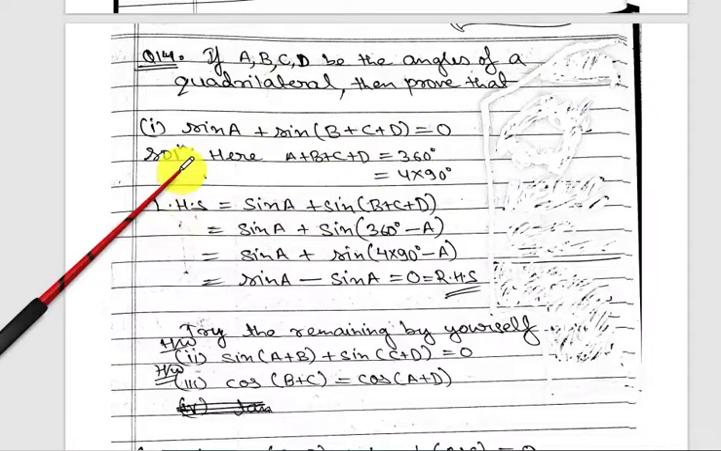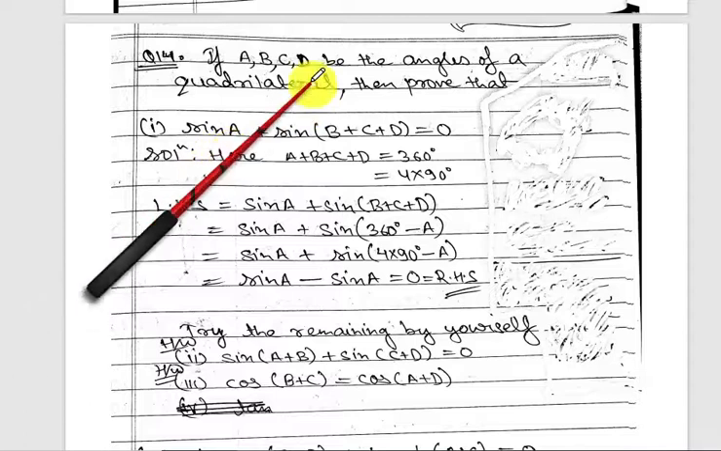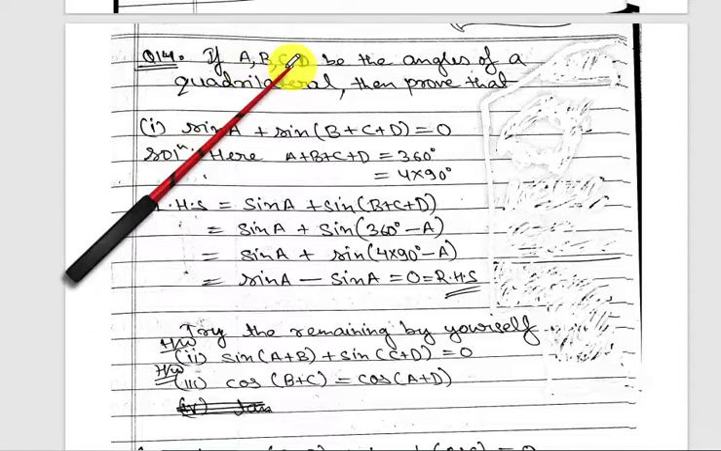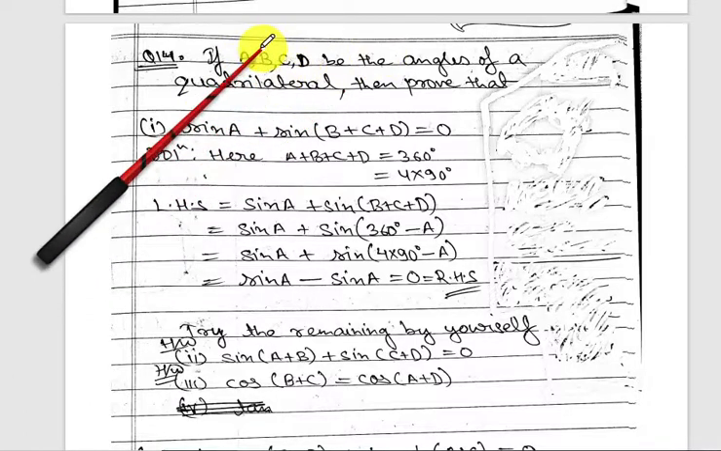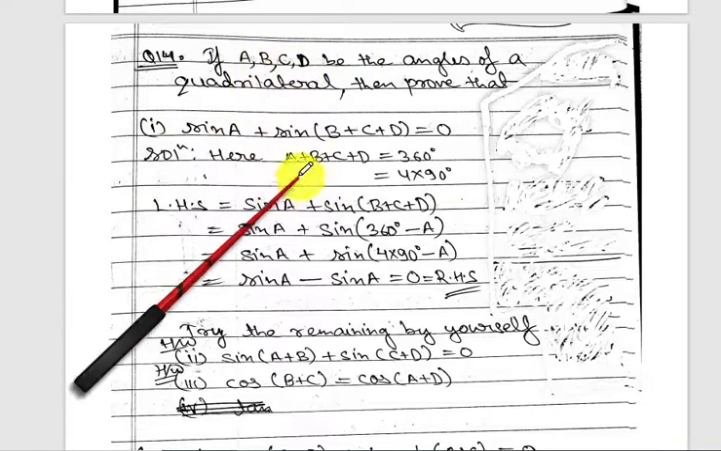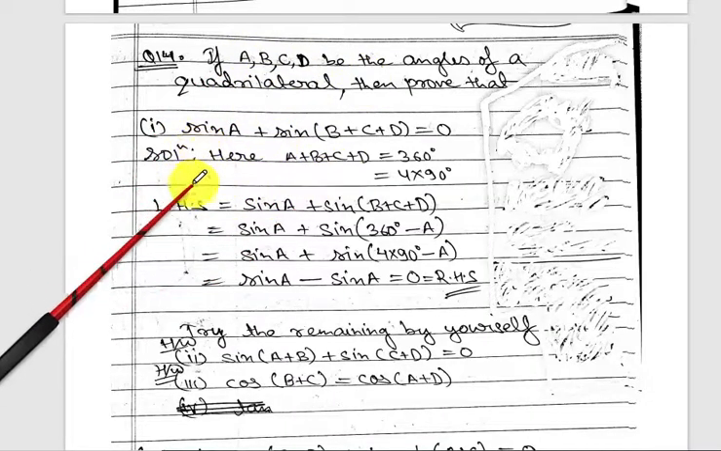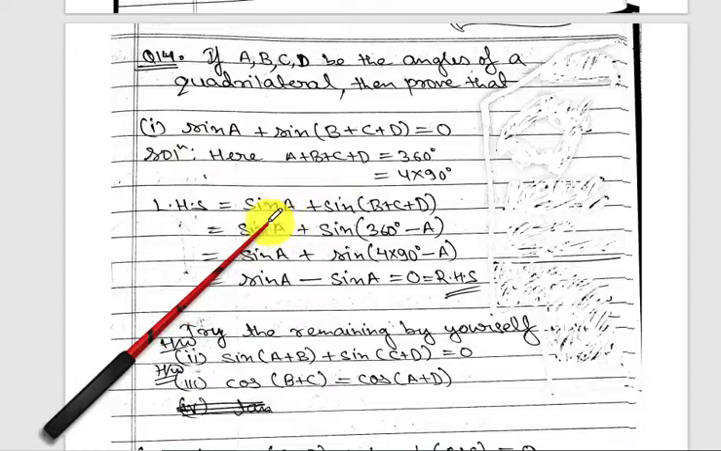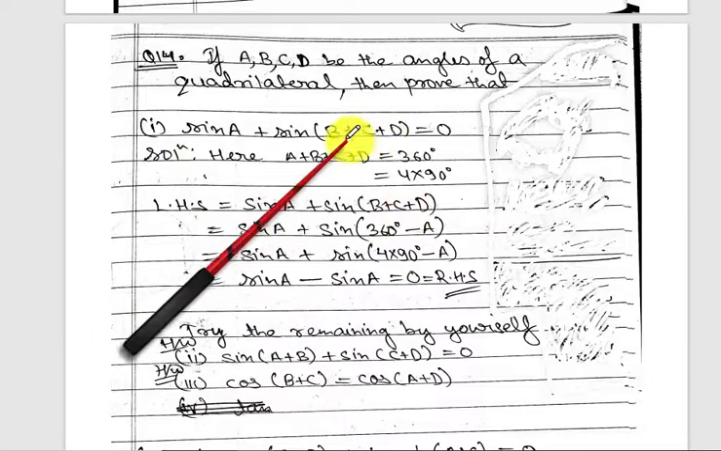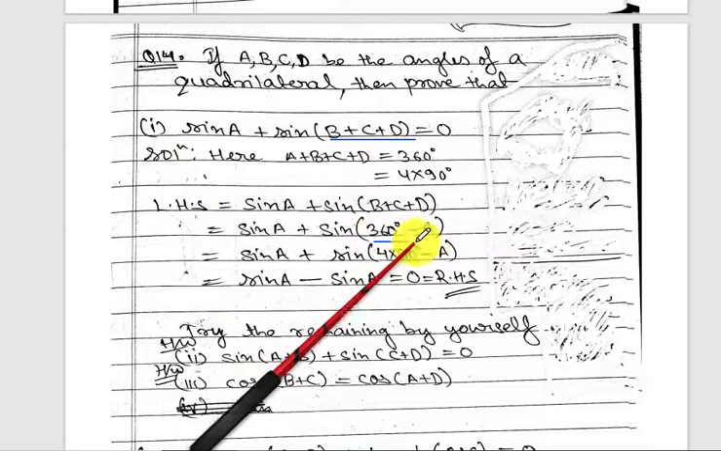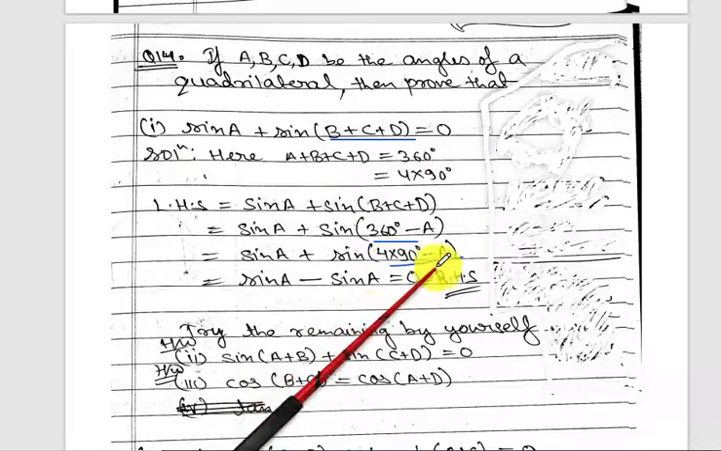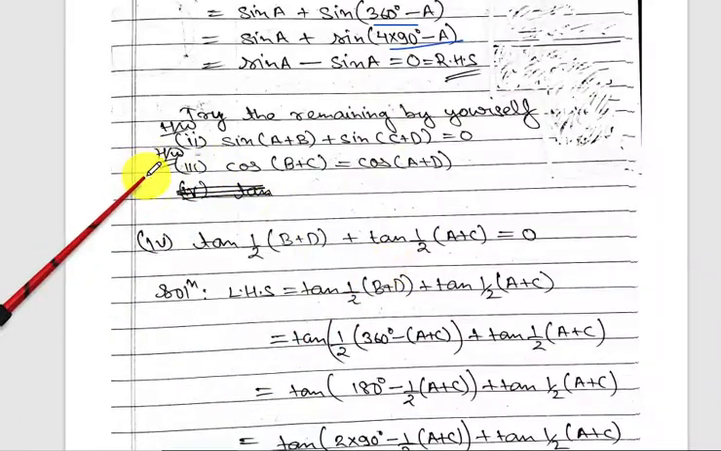So here ABCD are angles of a quadrilateral, that means the sum of all these angles will be 360. So here we can write the left hand side sine A. For BCD we can write 360 minus A, and then you can proceed on, okay. These two I have left for you.